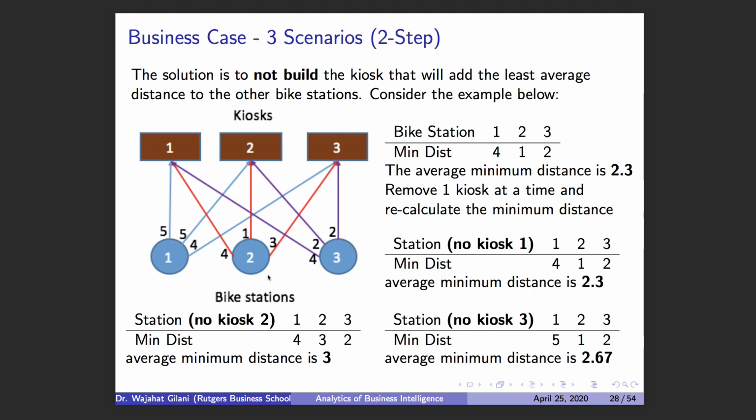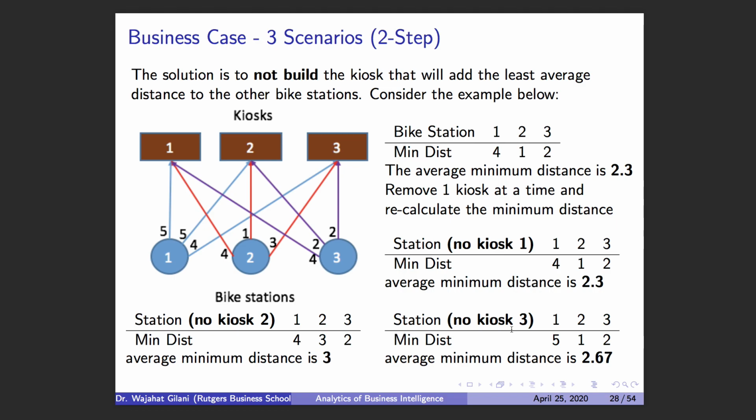Let's rejigger the analysis. Here, if there's no kiosk 2, again, bike station 1 is not affected. Its minimum distance is still 4. Here, if there's no kiosk 2, bike station 2 is affected. Now, bike station 2's closest kiosk is 3 with a minimum distance of 3. So that gets changed over here. And over here for 3, no kiosk 2 has no effect on it because kiosk 3 is there and it's the same distance. So that stays unchanged as 2. And the average minimum distance now for all these bike stations is 3.